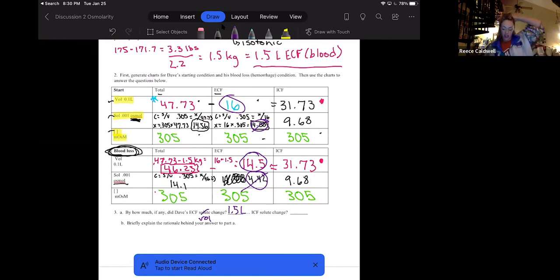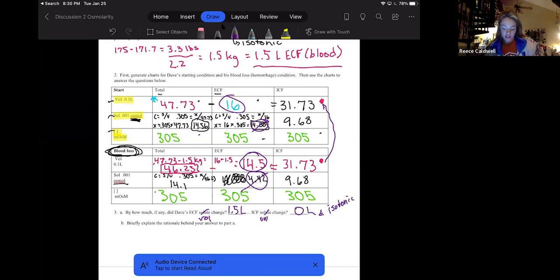How much did the intracellular fluid volume change? It changed by 0 liters. So we see no change here. Again, telling us that this is isotonic. This is an isotonic condition. Hemorrhaging is an isotonic solution.